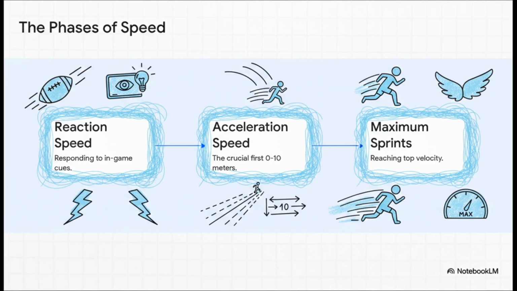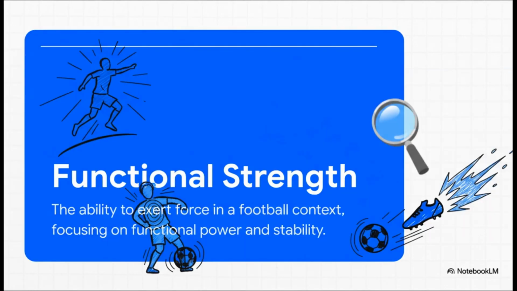And finally, you have maximum sprints, hitting your top gear. Each part gets trained on its own. Okay, let's talk strength. And no, we are not talking about bodybuilding. This is functional strength. It's the raw power to leap over a defender for a header. It's the core stability to hold off a challenger while shielding the ball. It's that explosive snap you need to blast a shot. It's all about strength you can actually use on the pitch.